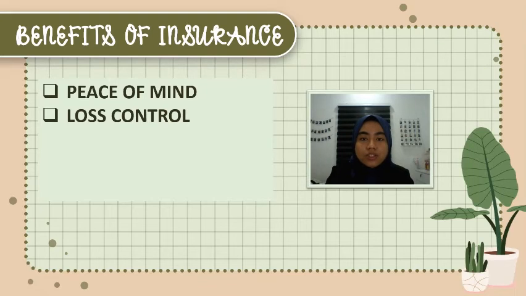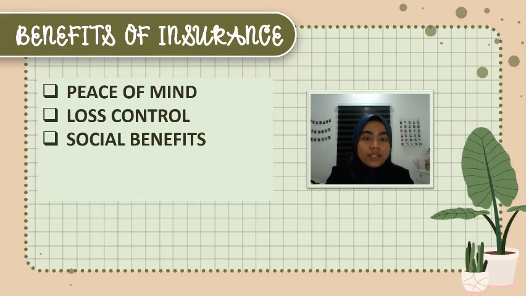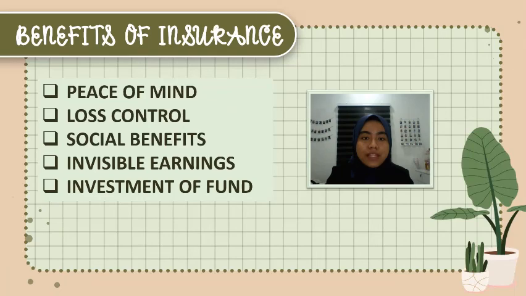The third benefit is social benefits, which means current transfers received by households intended to provide for the needs that arise from certain events or circumstances, for example, sickness, unemployment, retirement, housing, and education. Last but not least, other benefits of insurance are invisible earnings and investment of funds.